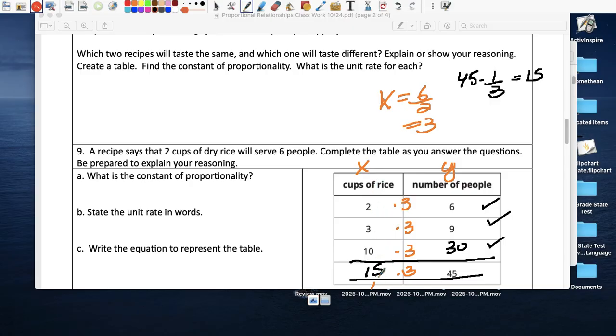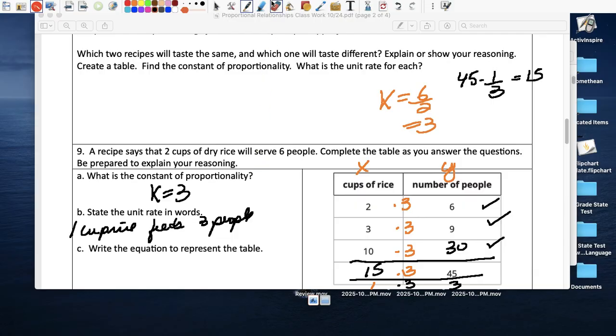So what happens when you have 1 cup of rice? Well, times 3. I'm going to need how many people? 3 people. What's the constant of proportionality? K equals 3. State the unit rate. Well, the unit rate says that 1 cup of rice feeds 3 people. Write the equation to represent the table.